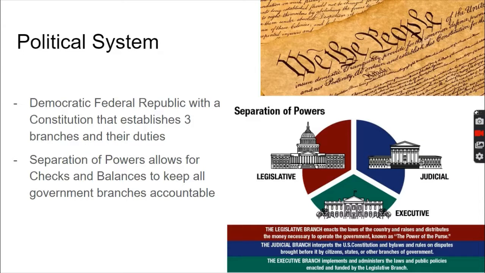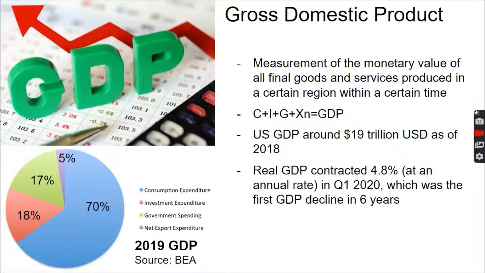The political system is a democratic federal republic, which is a collection of states that belong to a central government body that votes on policies that affect the entire body, but have some autonomy for their own local laws and economic practices. It's guided by a constitution which lays out the framework for the three branches of government and their duties, which allows for separation of powers to put in checks and balances to keep all the government branches accountable for their different roles.